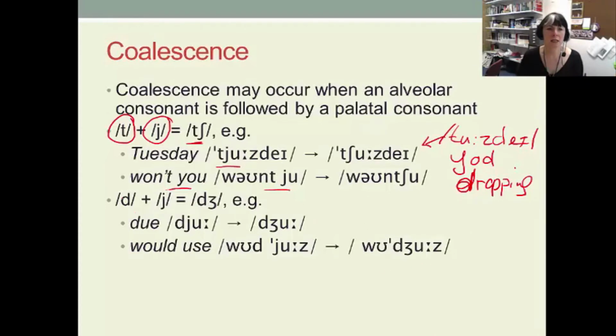Going back to coalescence, if we have a voiced alveolar plosive followed by a palatal consonant, it's produced as j. So instead of due, we get dew, and instead of would use, we get would use. And we'd write this as a single word. Like we do up here, we write it as a single word. Again, here in American English, we're more likely to get yod dropping. So in American English, it's going to be do more likely than Jew. So just to note that this is also American English. But again, it can vary according to accent type.